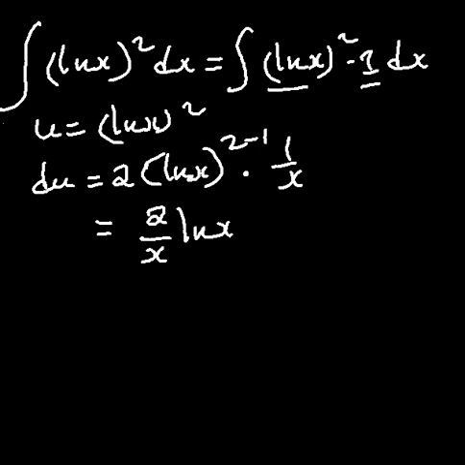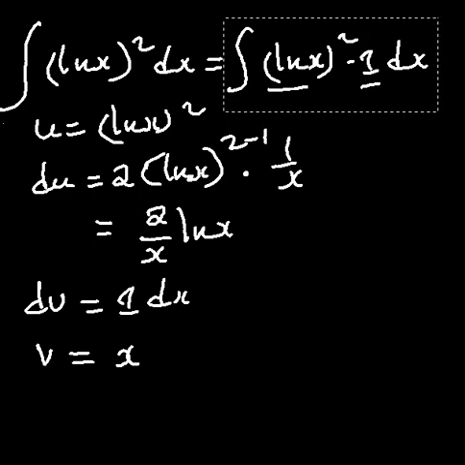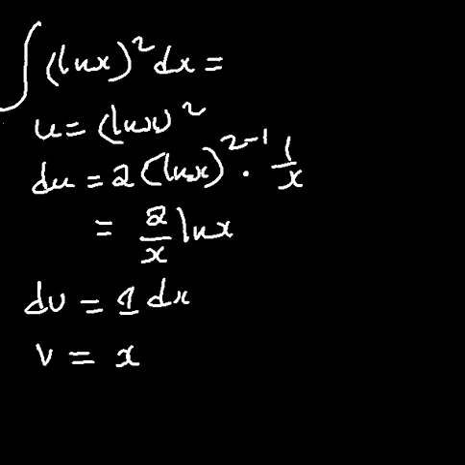And obviously the other one is given as dv. So dv will be given as 1 dx. So what is the integral of 1 with respect to x? We'll have it as x. Then we'll substitute into the formula for integration by parts. uv is given as x times ln x to the power 2, minus the integral of v du. So v du, that will be given as x.